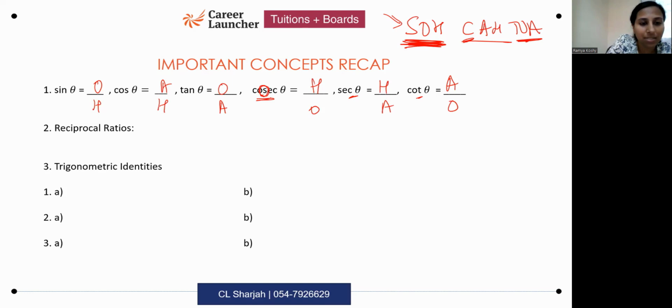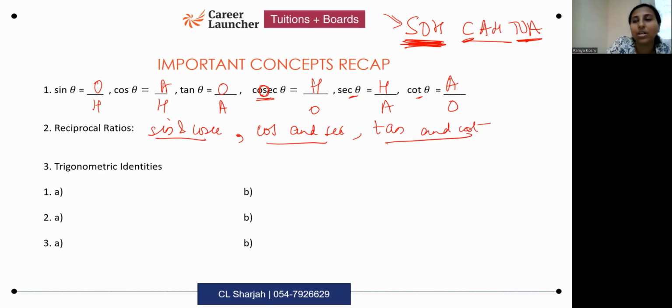Which ratios are reciprocals of each other? Sine and cosec, cos and sec, and then tan and cot. When you multiply any of these reciprocal ratios, what will be the value? 1. Sine of 30 into cosec of 30 will be 1. Sine of 30 into cosec of 60 won't be 1. It should be the same angle. Equal angles' ratios, when you multiply, you will get 1.